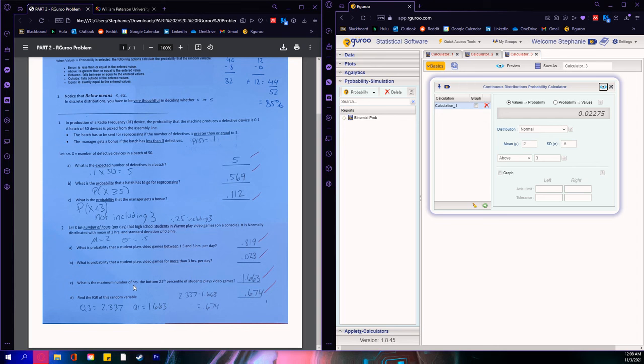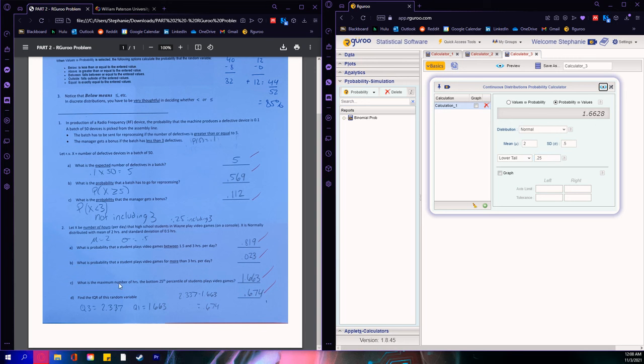The maximum number of hours the bottom 25th percentile plays, so that's going to be probability to value because we want to find 0.25, which is 25%. That's how I got that number.